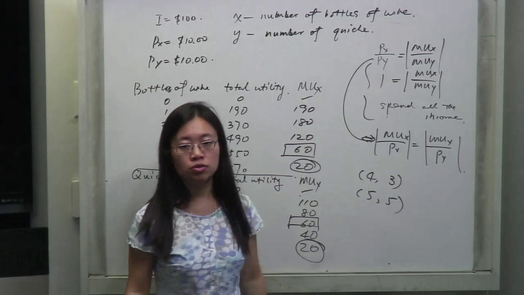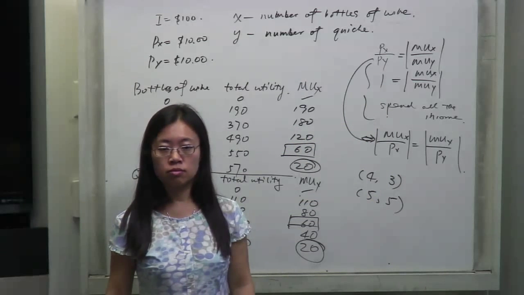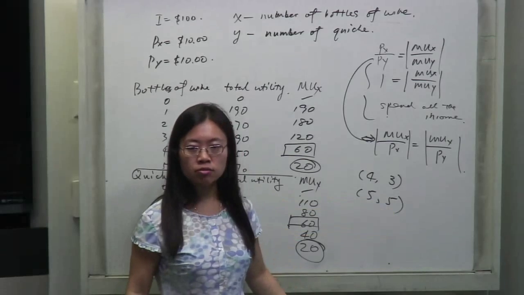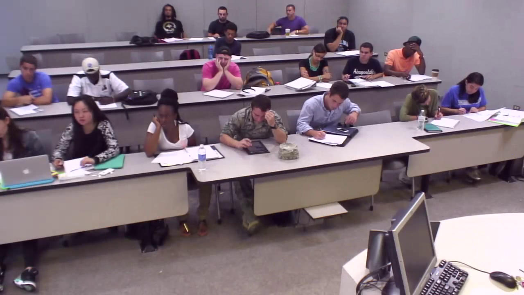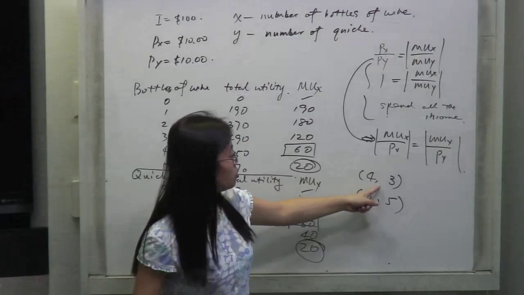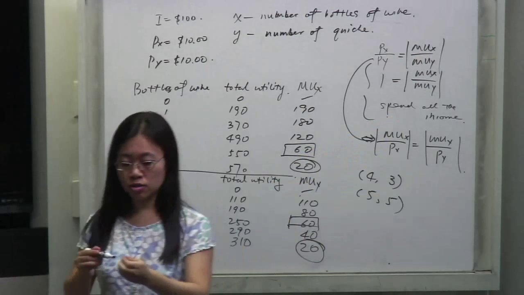Wait, which one should you choose? Five and five. Why? You spend all the income. This one, you're not spending all the income. The second condition is not satisfied.